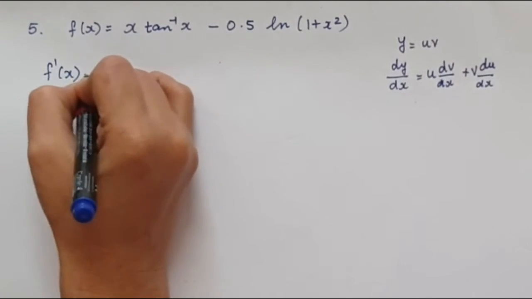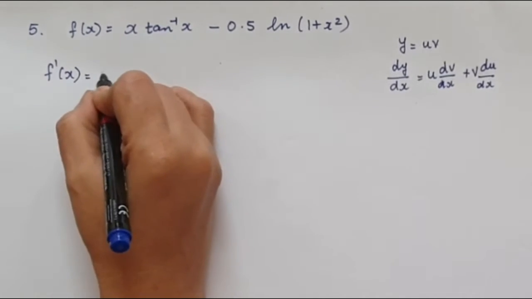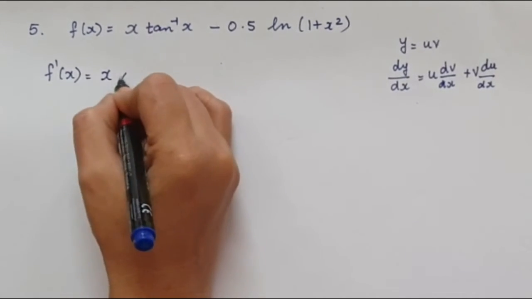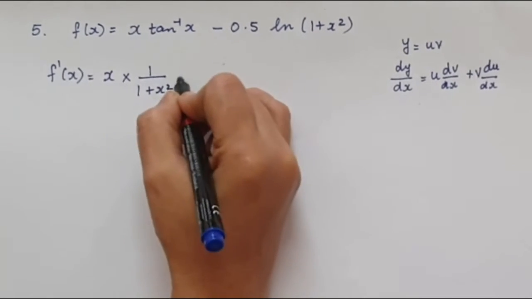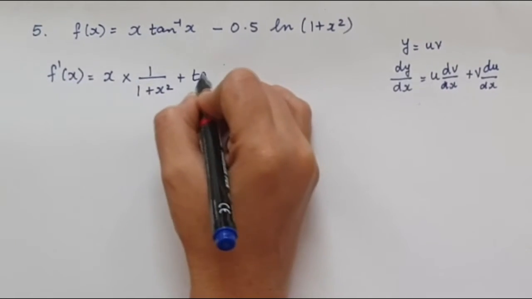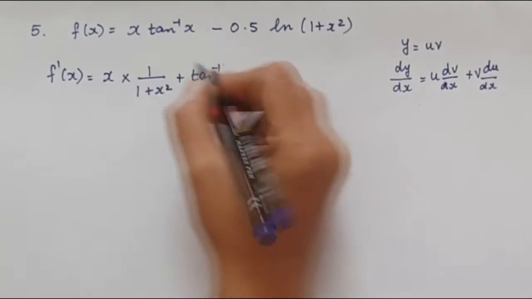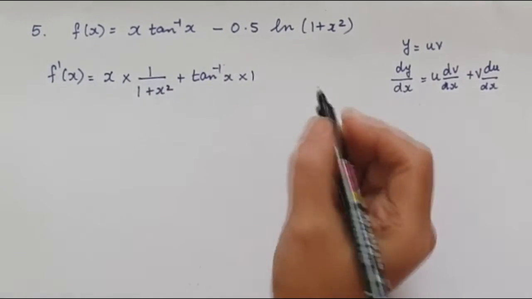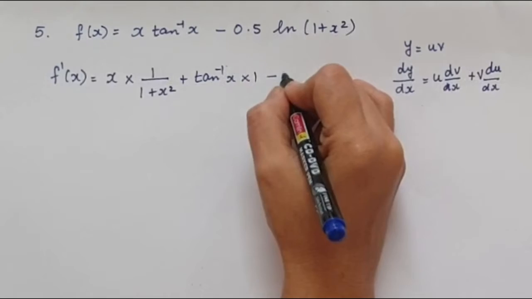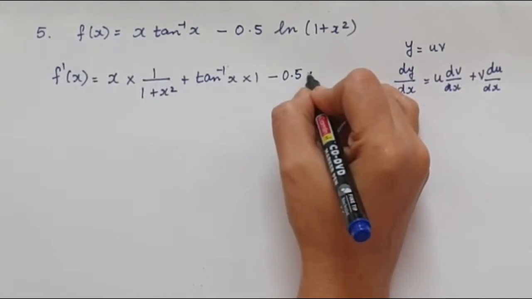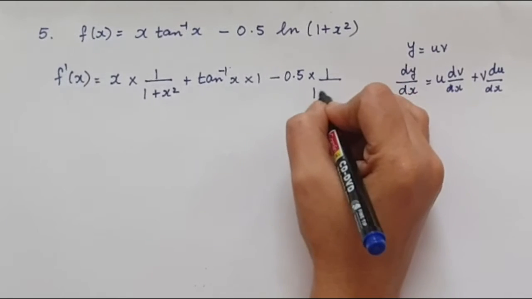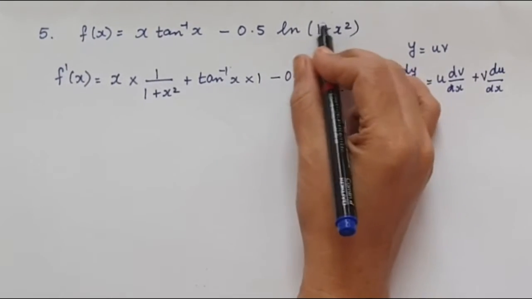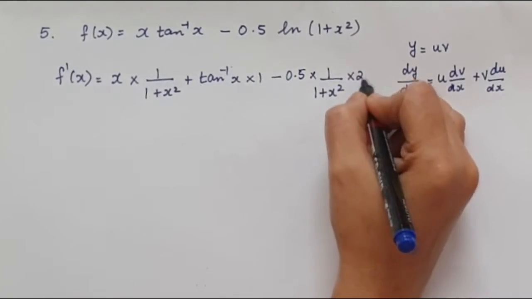So f dash of x, keep the first expression x, differentiate tan inverse. So it will be 1 by 1 plus x squared. Then plus, keep this tan inverse, the second expression, keep it, differentiate the first expression. So minus, this one is 0.5, and then ln of x is 1 over x. So it is 1 over 1 plus x squared. Then differentiate this, so multiplied by 2x.